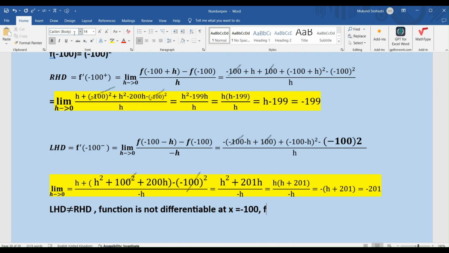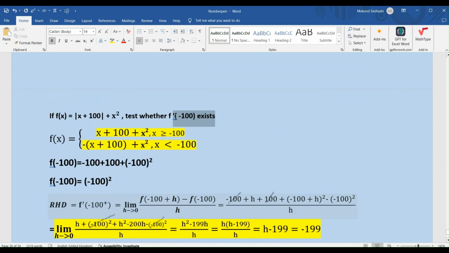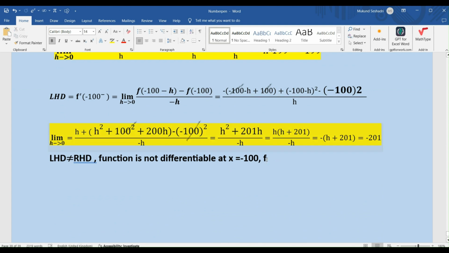So the way to call out the final answer is to go back to the question. If f dash of minus 100 does not exist, right? And that's how we write the final answer.